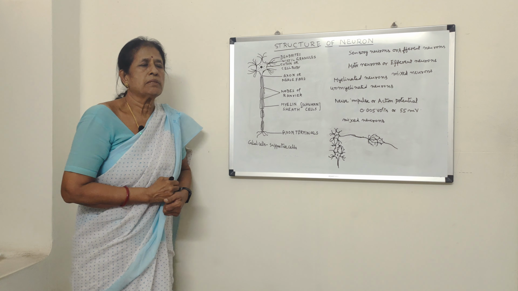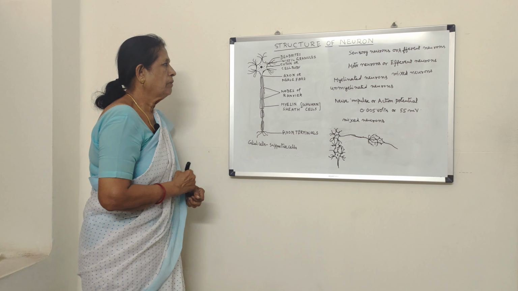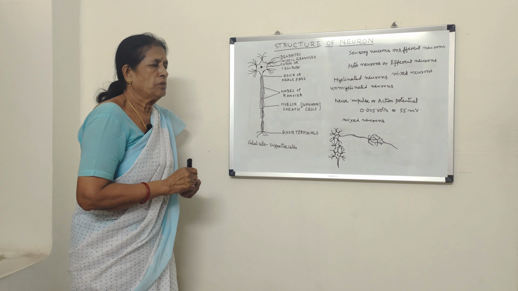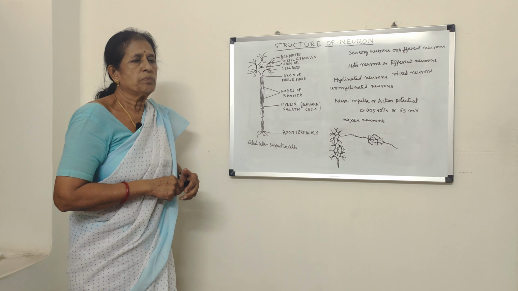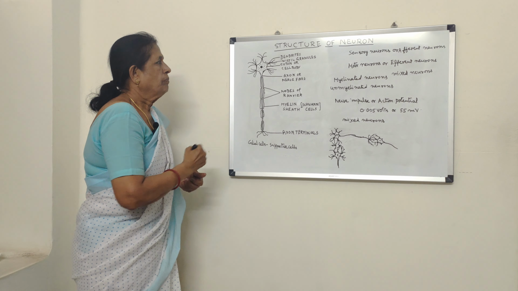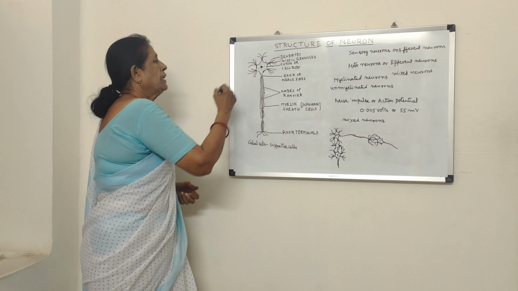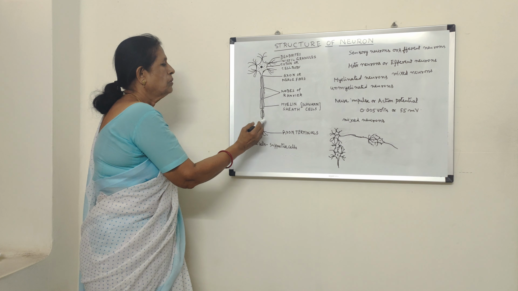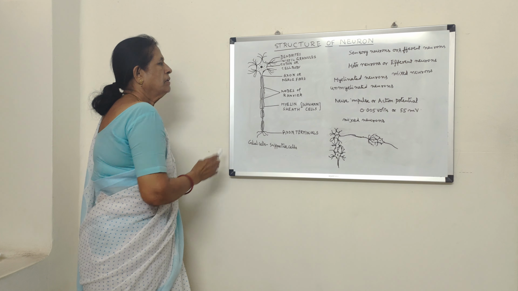Cyton or cell body is the center of activity. So it contains a nucleus, one or two nucleoli, and granular substances which are called Nissl granules. Nissl granules are made up of a group of ribosomes and proteins. The cyton or cell body analyzes whatever information it has got and sends impulses through the axon, which is also called a nerve fiber.